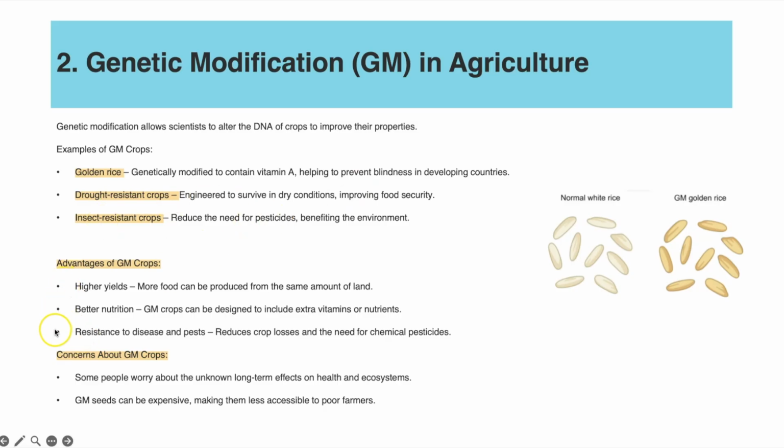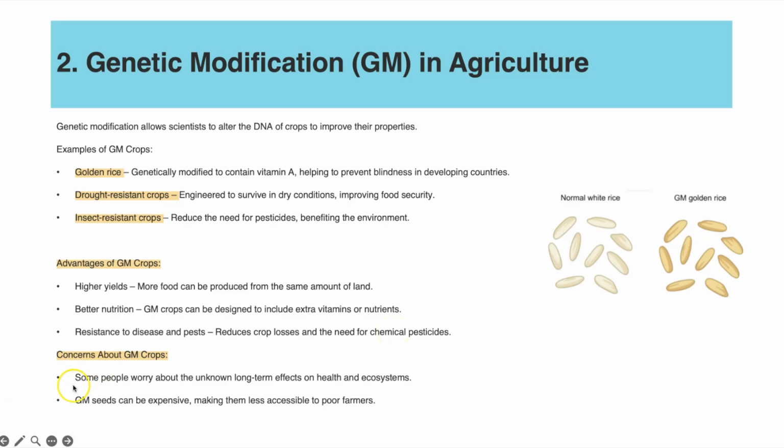So there are lots of advantages, such as higher yields, which means you're going to grow more. So there's more food to get the farmers more money, but also more food for humans. In some cases, better nutrition. We can see here we added in a vitamin. And also disease resistance, so we don't have to use as many chemicals, so pesticides.